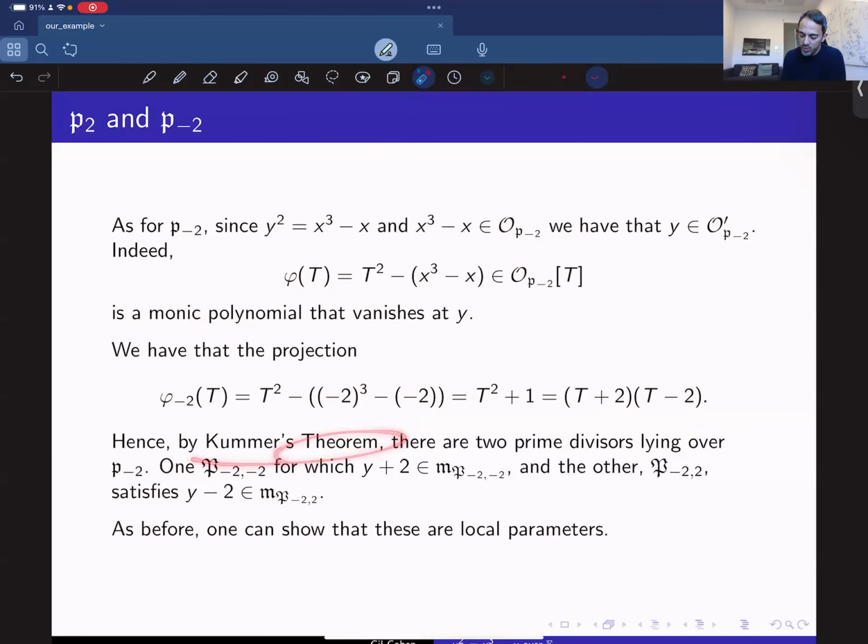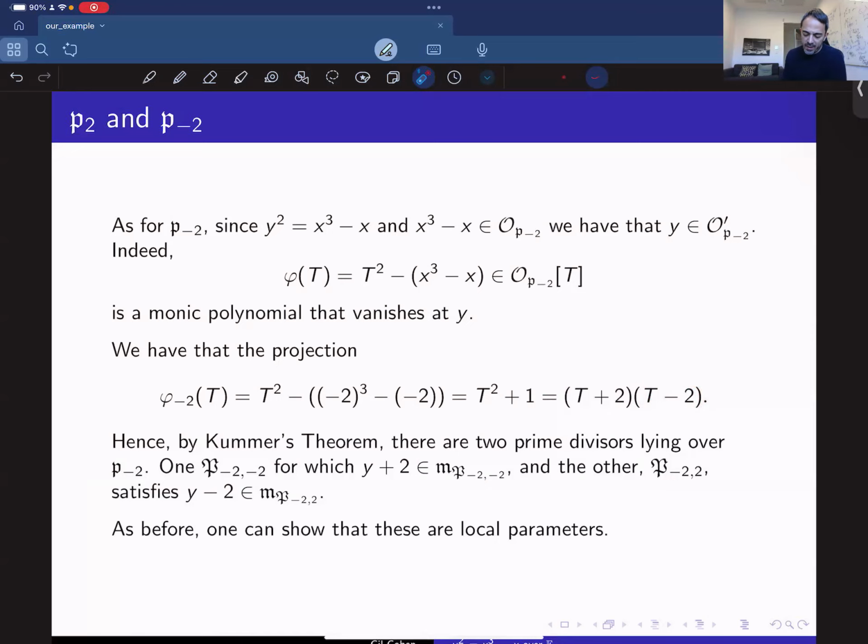So again, Kummer's theorem tells you, because the epsilons, the Kummer's theorem, as I stated it, we are going to see more general versions, applies because the epsilons here, the multiplicity of each of these irreducible polynomials in the factorization, is 1. And so the theorem tells you that there are two prime divisors lying above p minus 2. We are going to denote them as before by p minus 2 because of this, and minus 2 because this vanishes at minus 2. And p minus 2 plus 2 because of that.